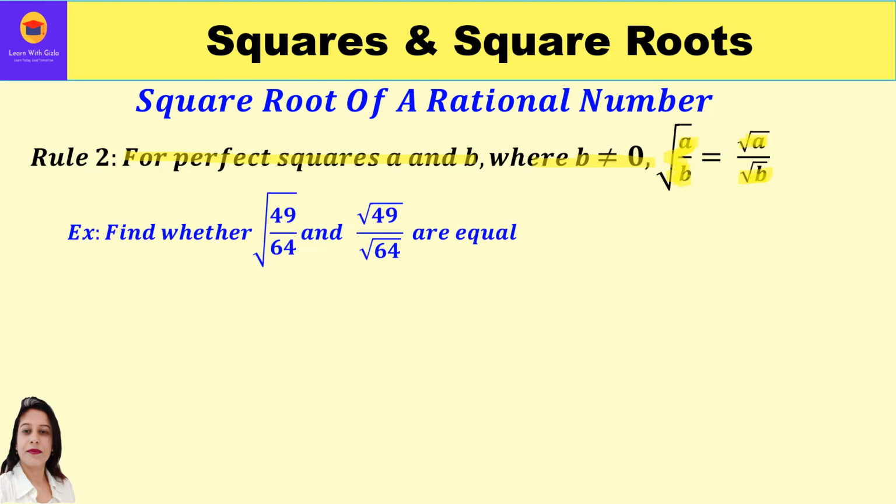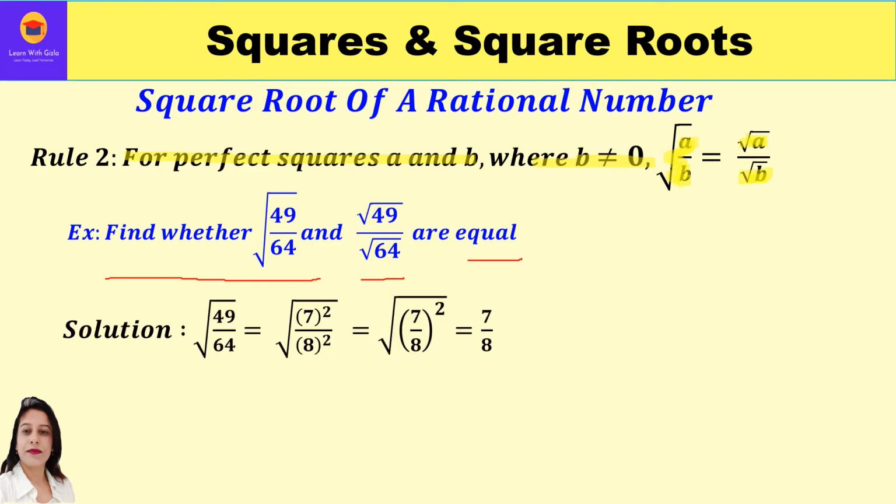Suppose they are saying find whether root of 49 upon 64 is equal to root of 49 upon root of 64, and find whether they are equal or not. So we have to check that. So let us start with the solution.